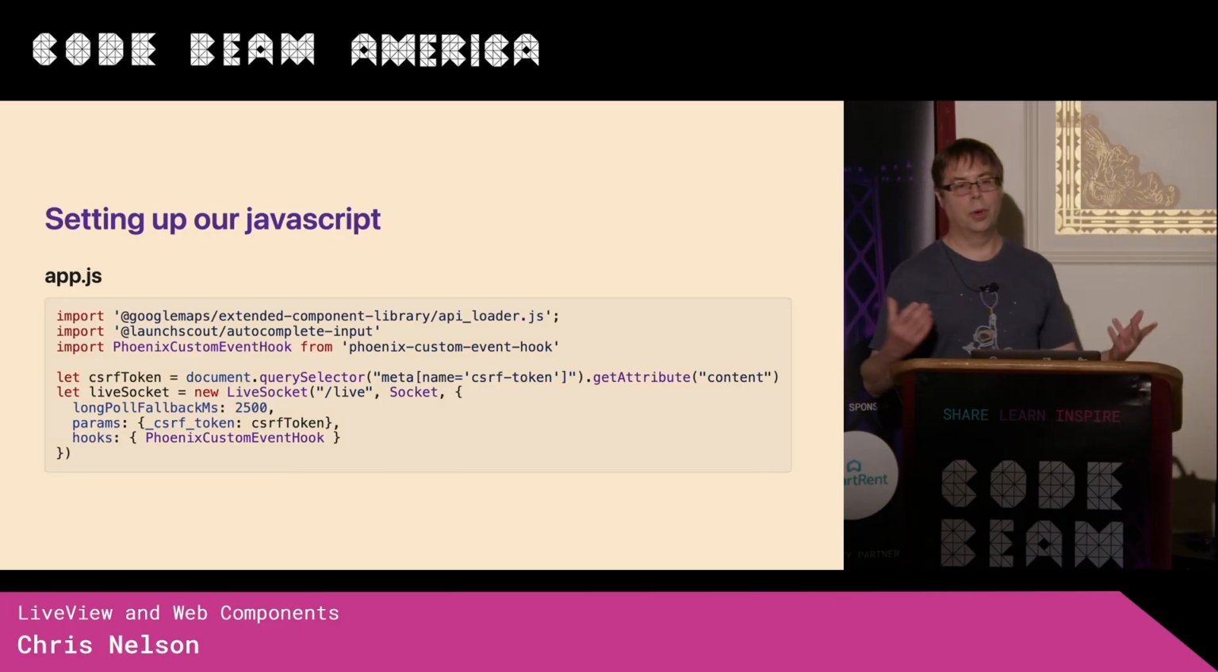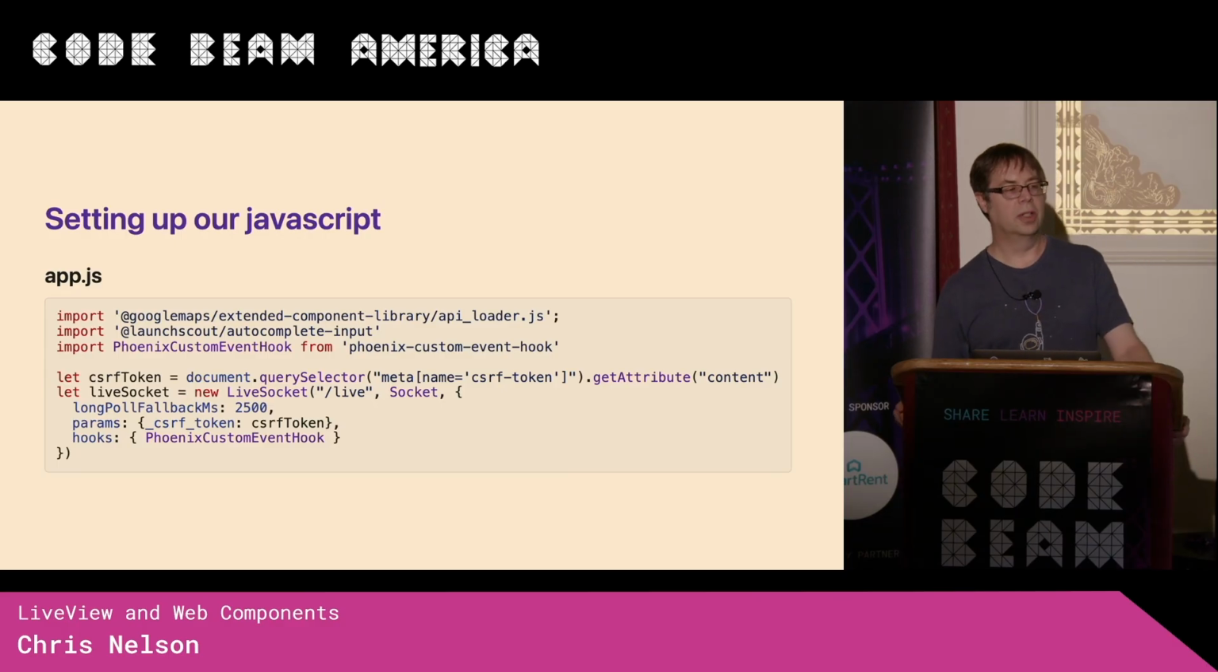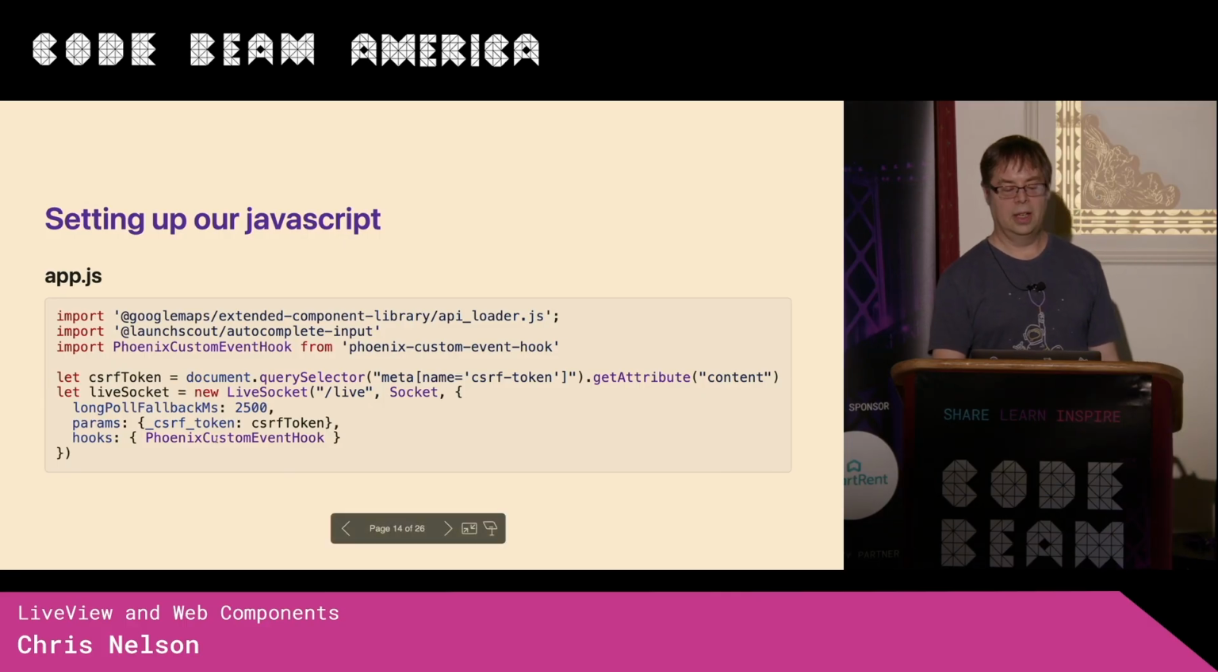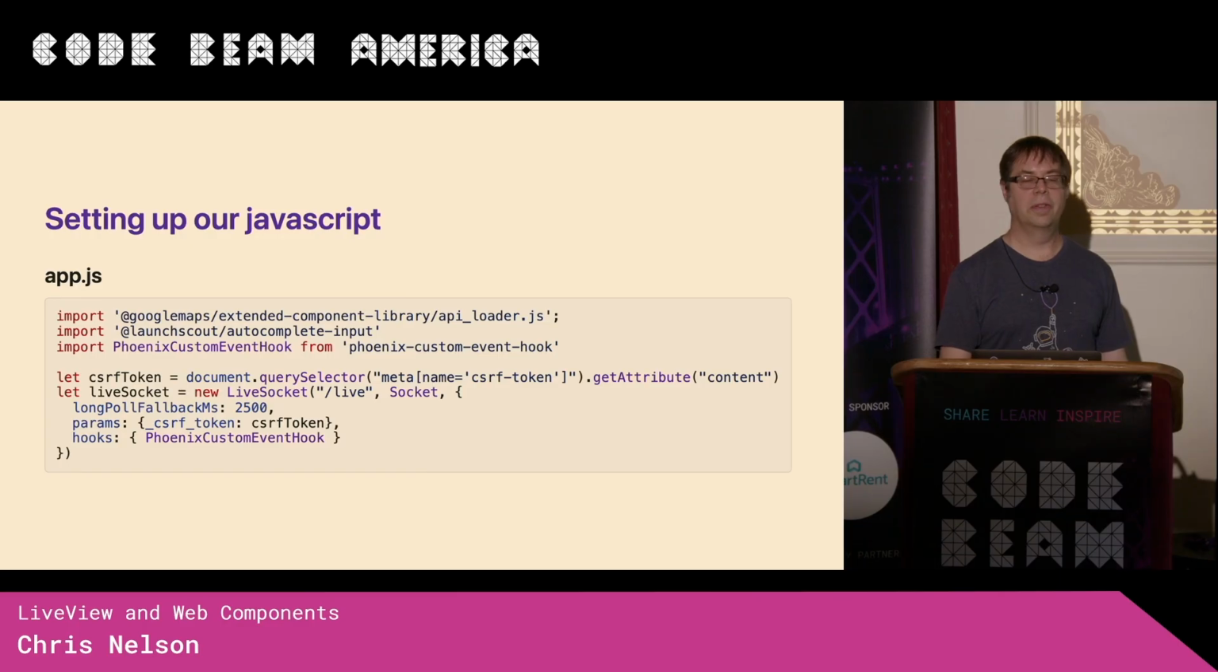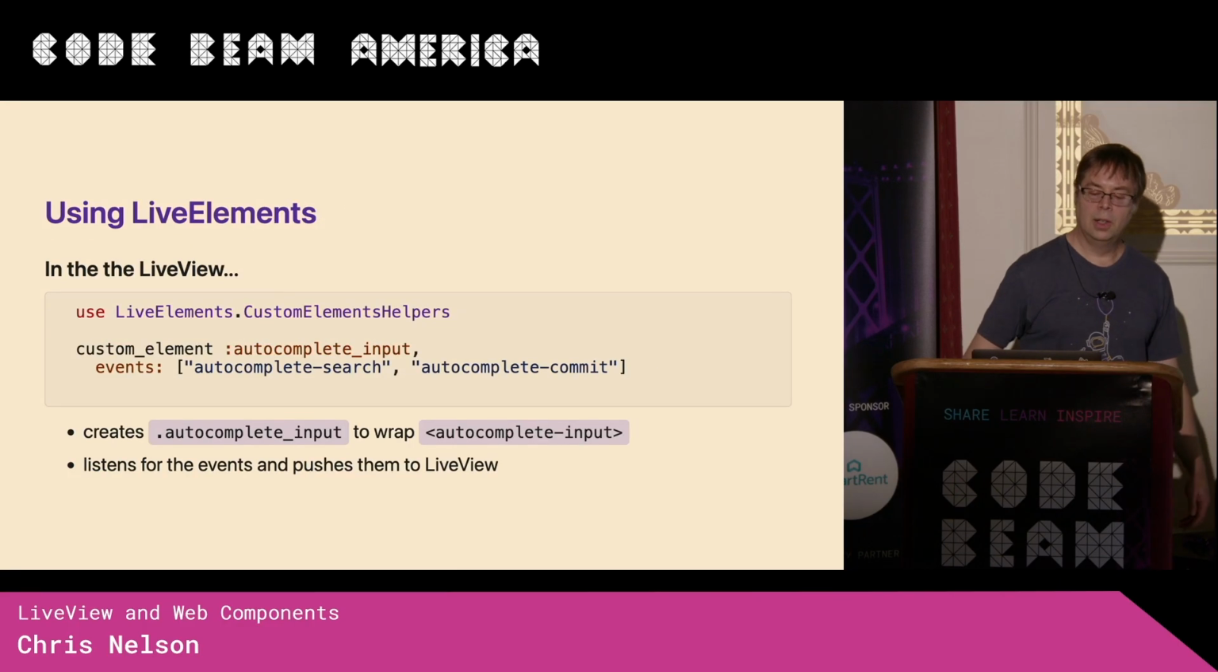We just need to import the NPMs that we're actually using to define our custom elements. We bring in the Google Maps, the autocomplete input, that's a thing that I wrote, and then the Phoenix custom event hook, which, like I said, is what provides the bridge between LiveView and custom events. And of course, because we have a hook, we need to actually put it on our socket, so don't forget that little bit. But this is all described in the documentation for LiveElements if you end up using it.